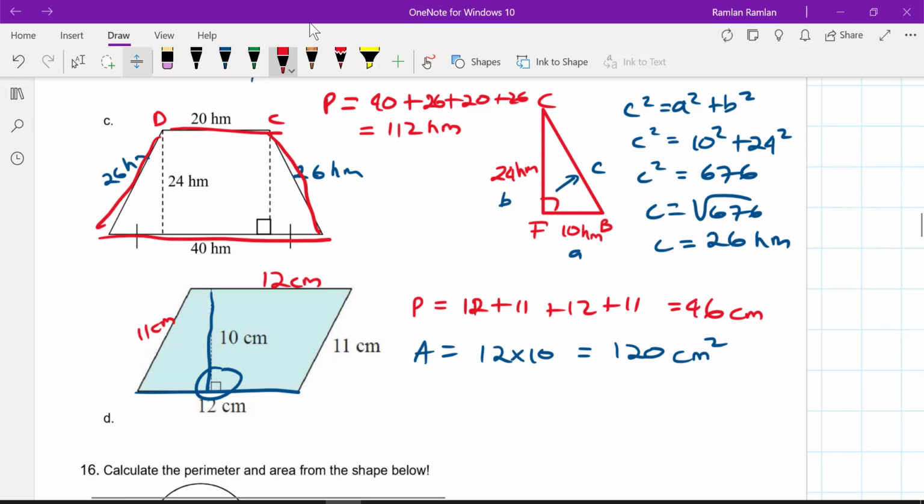Okay, so the next one is the area. Sorry. So the area in here, guys, you need to see the formula. Actually, we have a formula for this one.